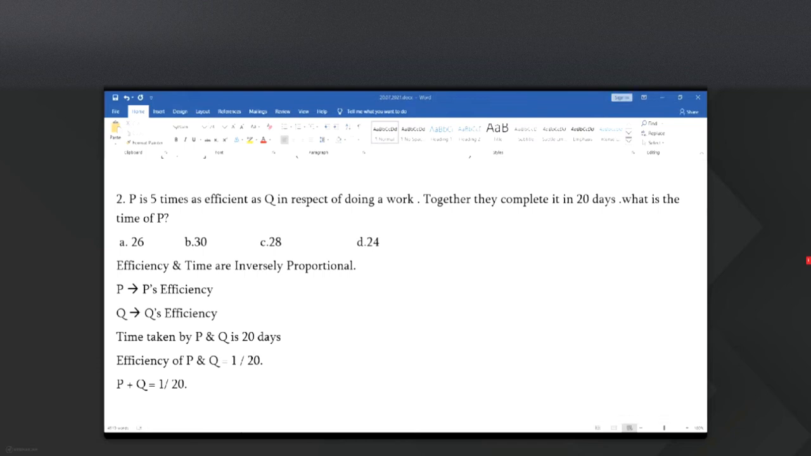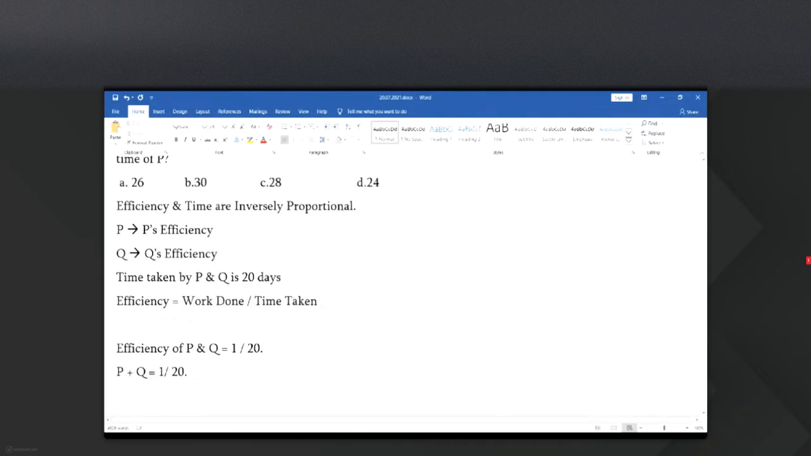Now, let me just tell you why we are getting this. Why is it that we are inversing it? You have to know the reason, guys. The formula for efficiency is this: efficiency will be equal to work done divided by time taken. So whenever I say time taken by P and Q is 20 days, the efficiency of P and Q is 1 by 20.